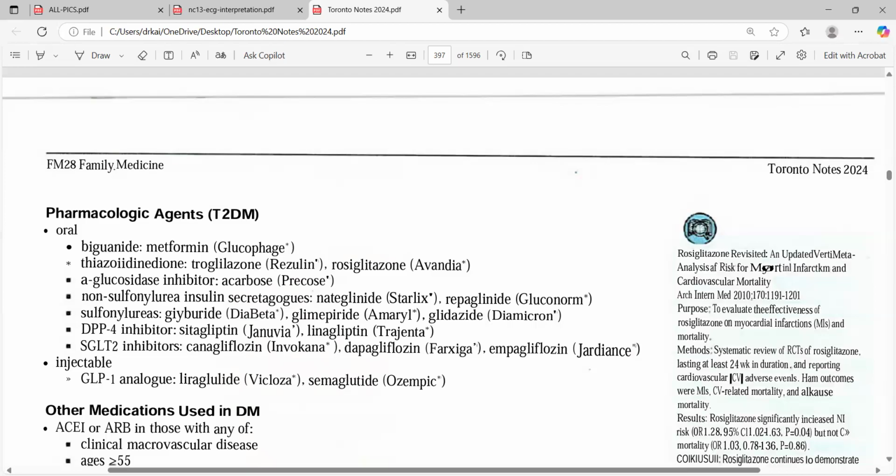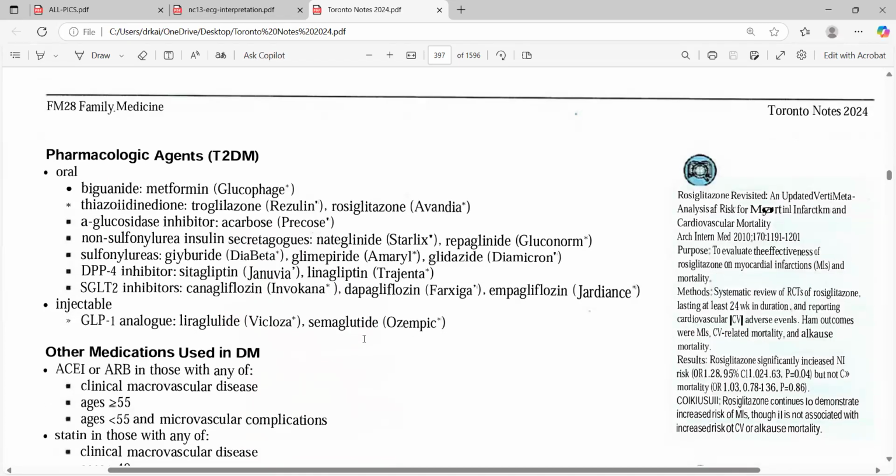Then DPP-4 is basically sitagliptin. Sitagliptin is also used a lot for weight loss purposes. If someone wants something, there's a question that can be asked: which drug is good for weight loss? In that case, we go for DPP. Sitagliptin helps with weight loss as well. Then SGLT2 is canagliflozin and those ones. Then come the injectables, GLP, semaglutide. So GLP, sorry, not the DPP. GLP is the one that causes the weight loss. My bad, sorry about that.